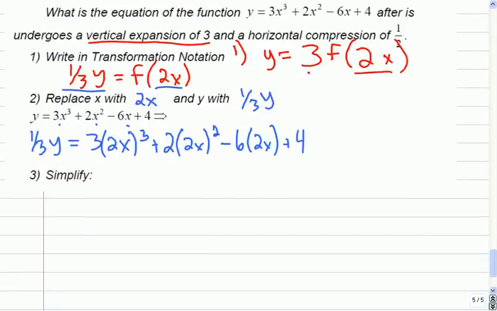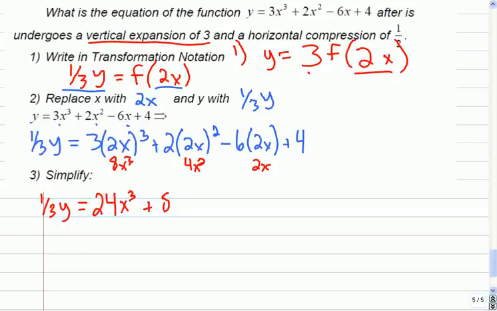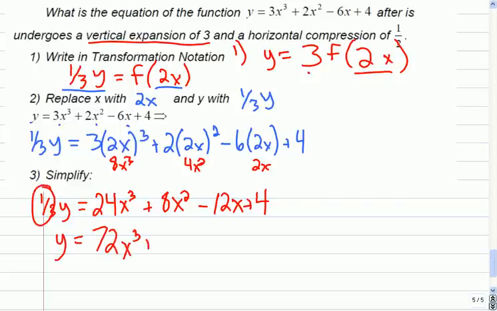So for example, I can expand these pretty quickly. This here would be 8x cubed if I expanded it. This would be 4x squared. This would be 2x. So 1/3 y is 24x cubed plus 8x squared minus 12x plus 4. And the last thing I can do to make it look normal is multiply it by 3 so that this fraction disappears. So I get y equals 72x cubed plus 24x squared minus 36x plus 12.